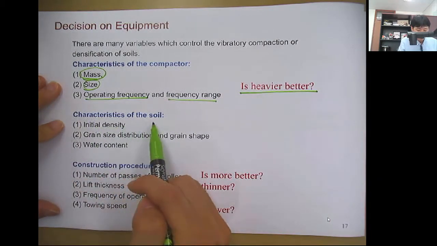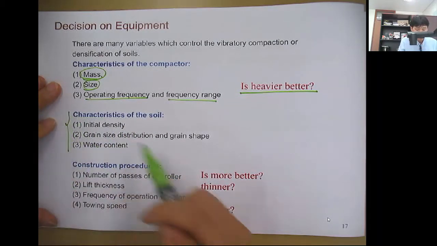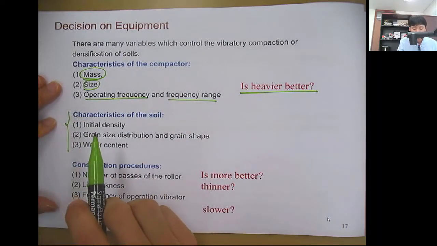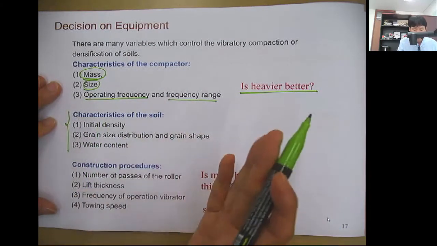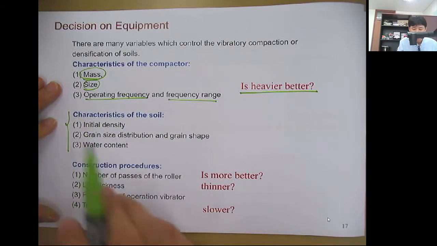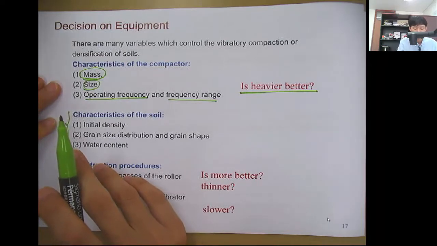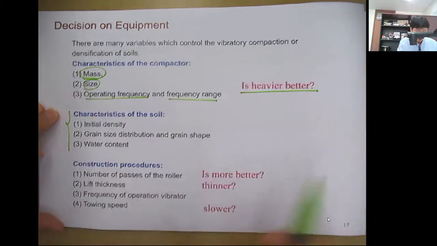And characteristics of the soil: initial density, grain size distribution, grain shape, and the water content. Depending on this, you will choose different equipment. For example, if it's fine-grained soil, you're going to have to use a compactor with a kneading effect. And if it's granular soil, then you may want to use vibratory compaction.